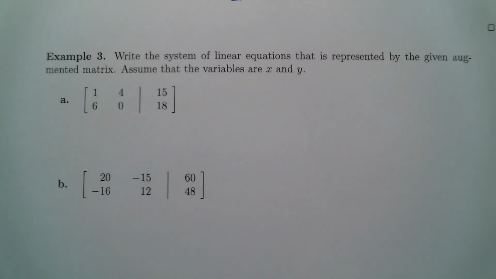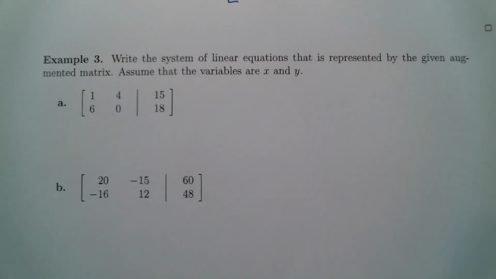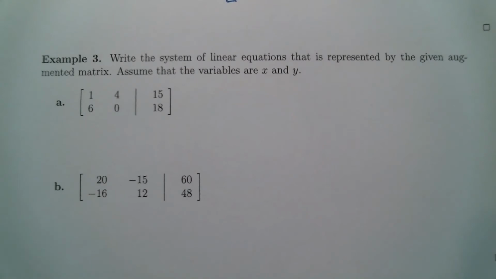of equations, okay? So in example 3, we are going to write the system of linear equations that is represented by the given augmented matrix. Assume that the variables are x and y. All right, so in A and B, you've got two augmented matrices. Okay, remember, no variables appear in the matrices, so that's why you're told in the directions you're converting this back to a system of equations. Okay, so you're going to use x and y.